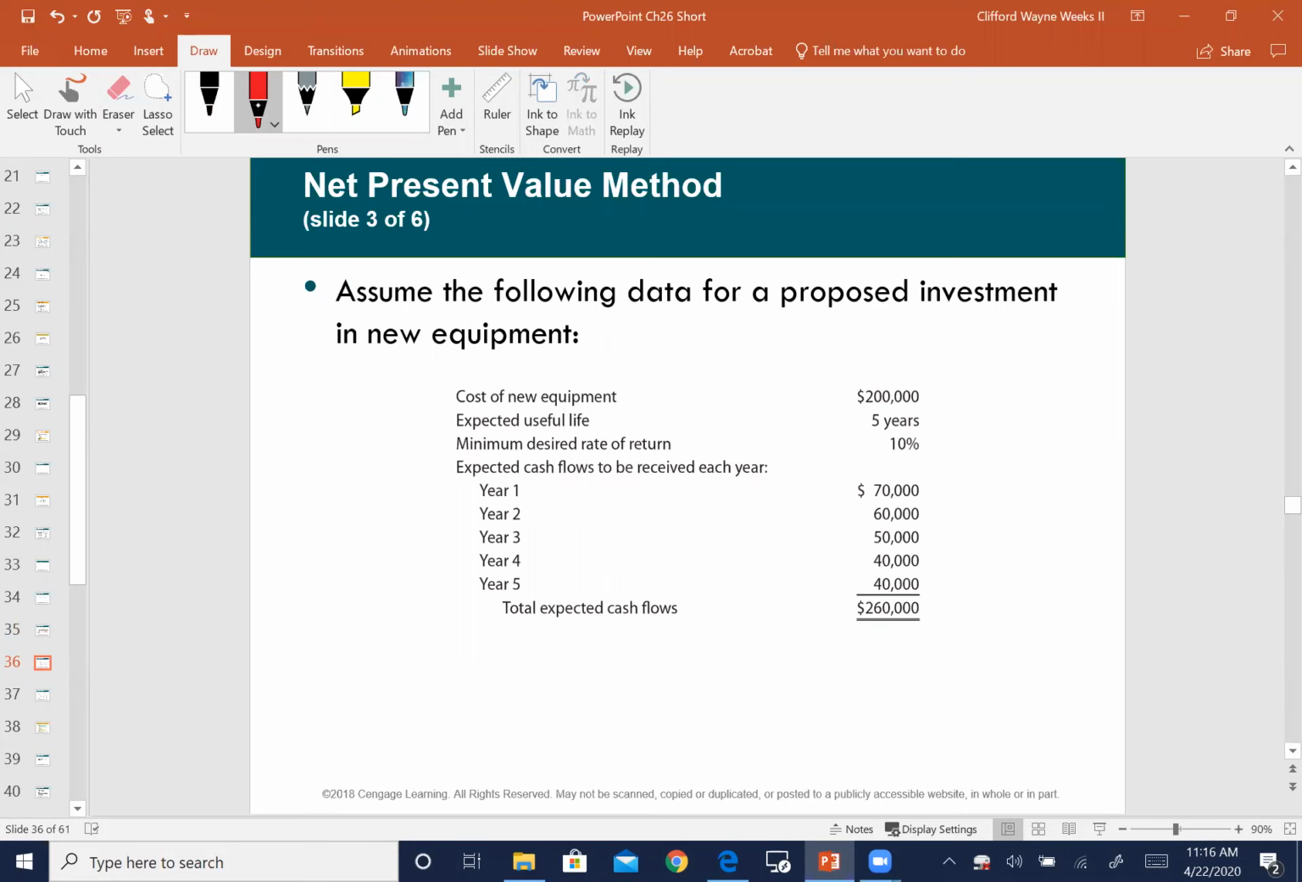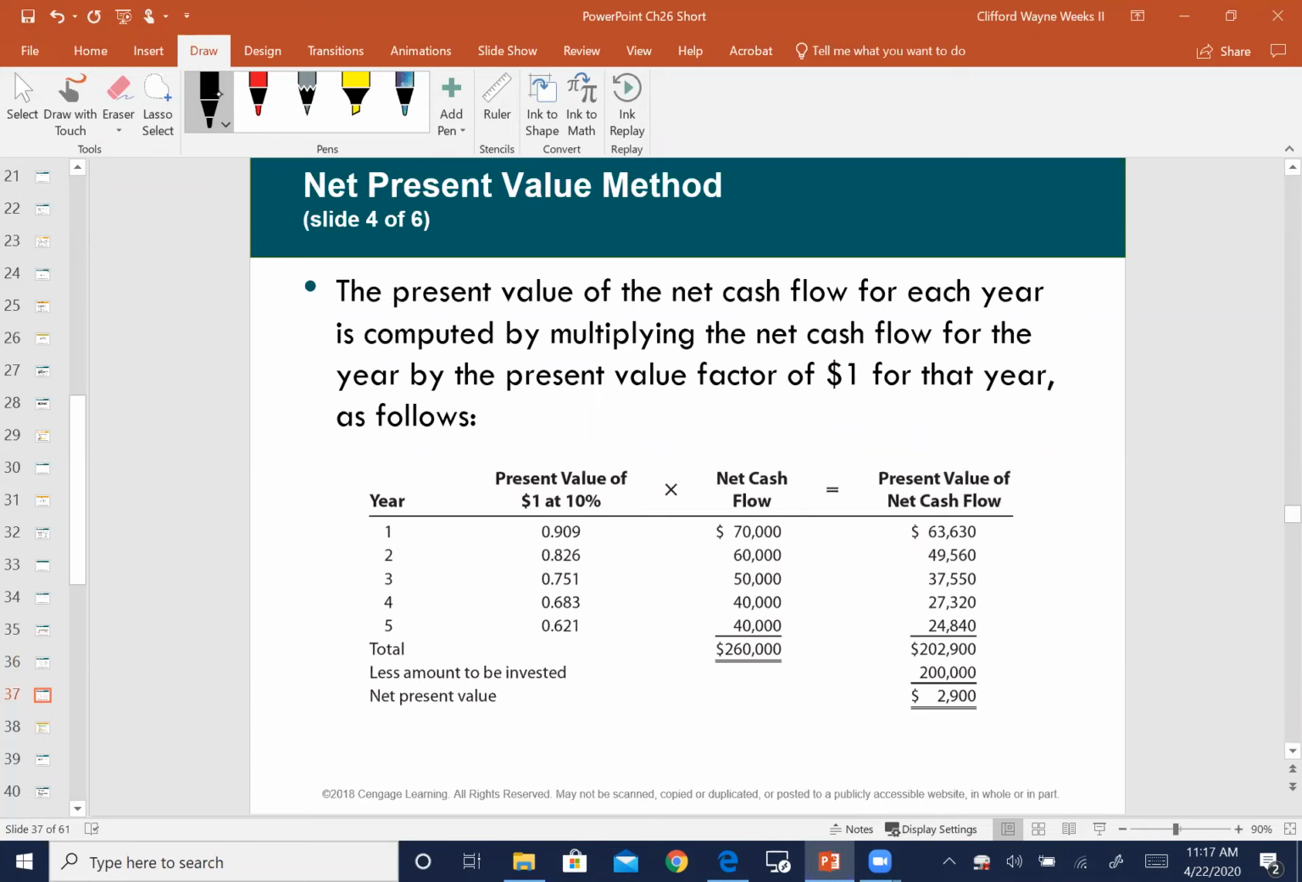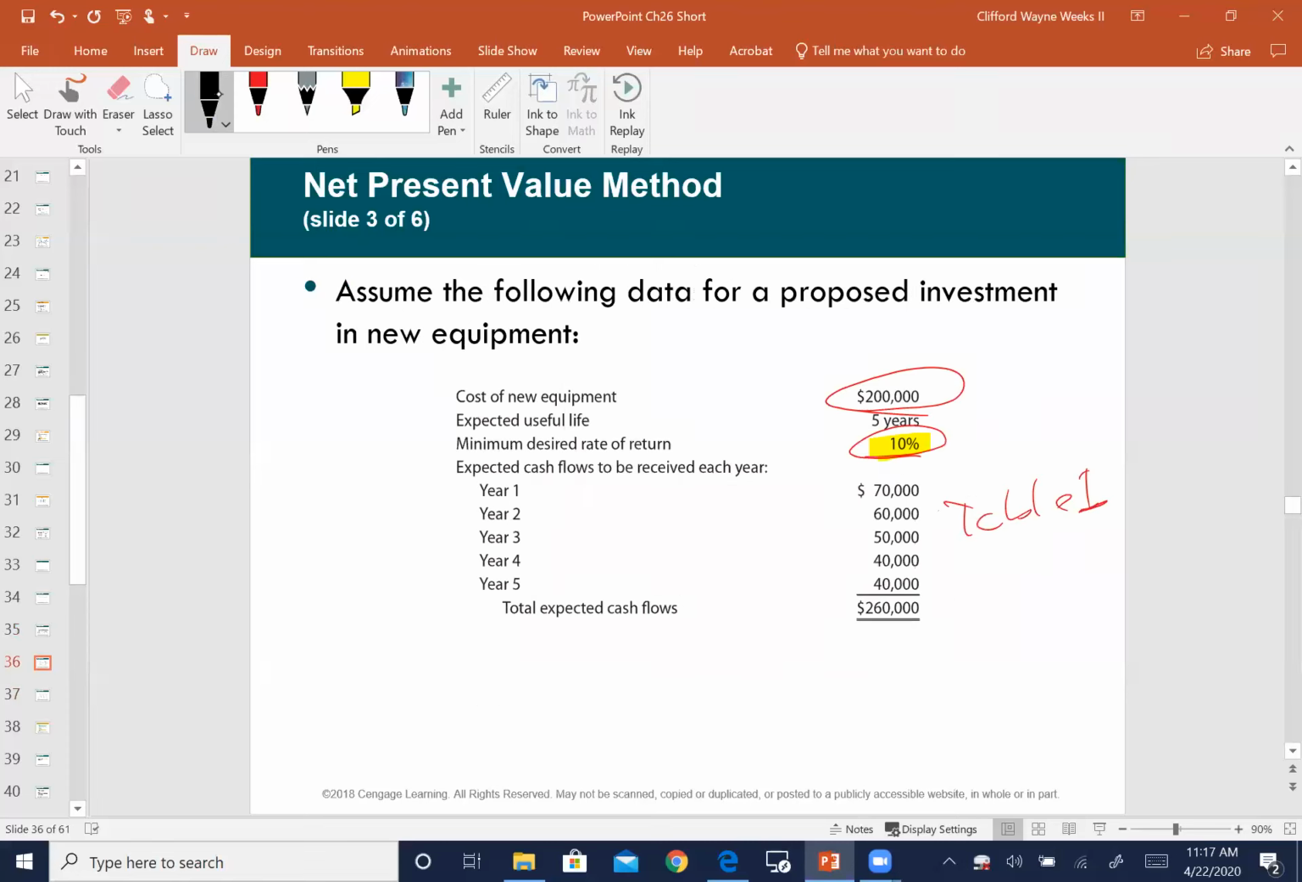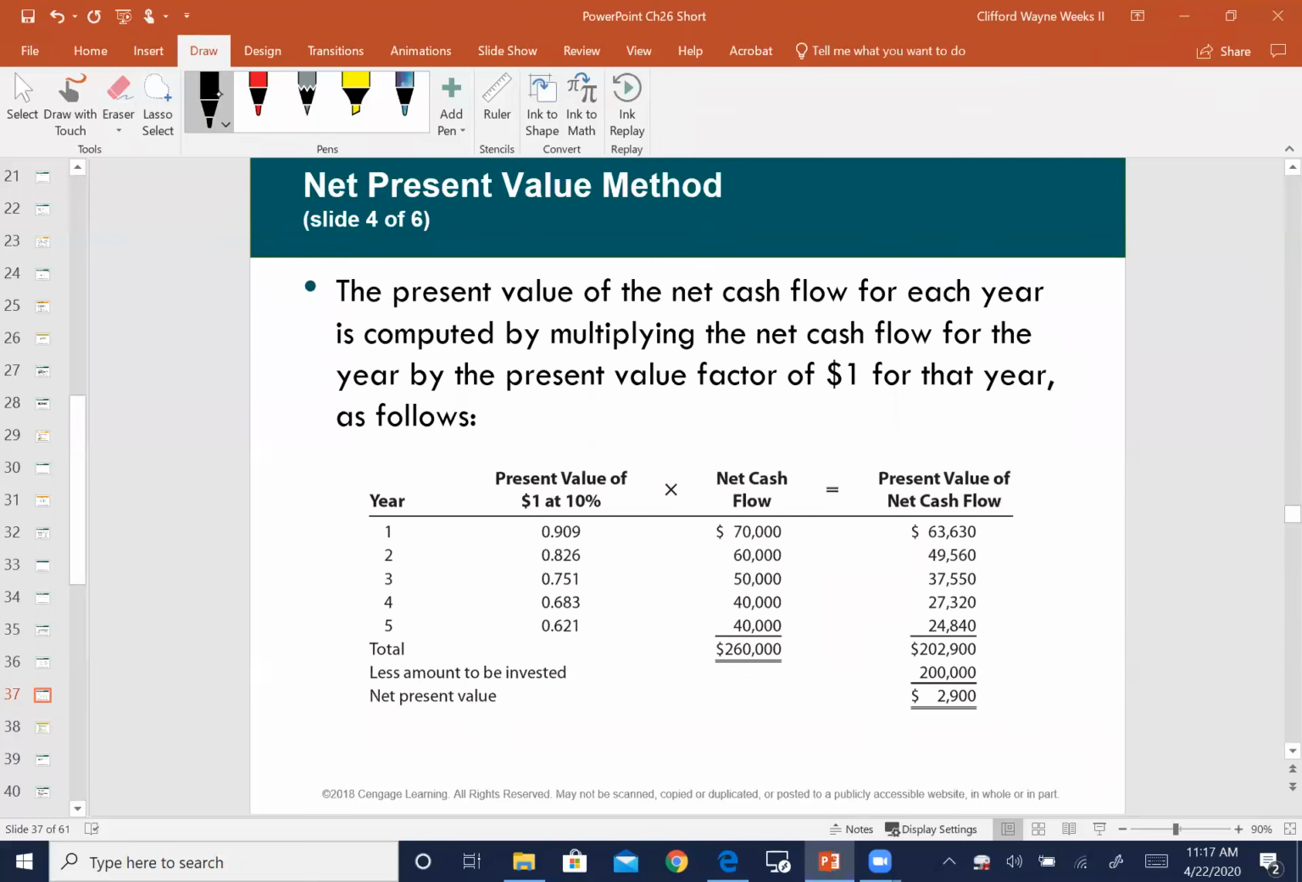So we have a cost of $200,000. We have cash flows. These are unequal cash flows. So is that an annuity? No. So we're going to have to use table 1, the first one that they gave us, and we're going to have to do each year individually. We have the desired rate of return, or your required rate of return, of 10%. And so what we're going to do is our calculations. From the table, we look for the 10%, and then we're just going to go down for each line.